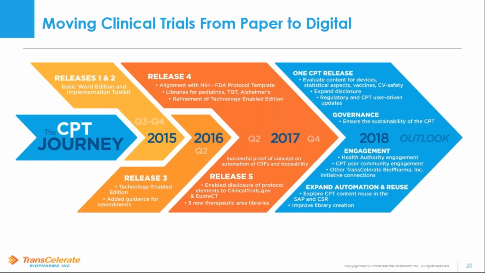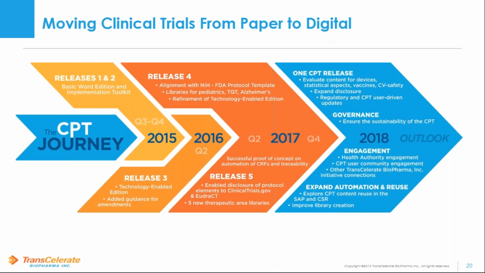Now let's take a bird's eye view of our CPT journey, helping to move clinical trials from paper to a digital platform. Our initial 2 template releases were made in 2015 and established the basic Word edition and a robust implementation toolkit to enable adoption. 2016 saw release 3, and availability of a technology-enabled edition of the template to complement the basic Word edition. We also introduced guidance for authoring of amendments using the CPT.